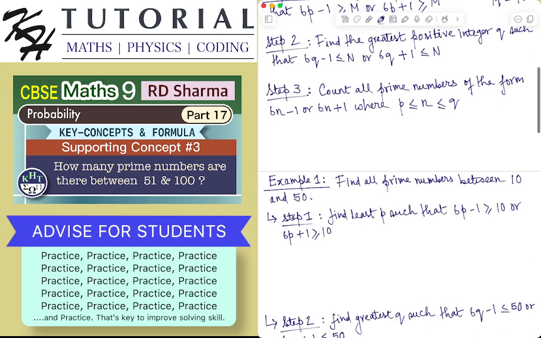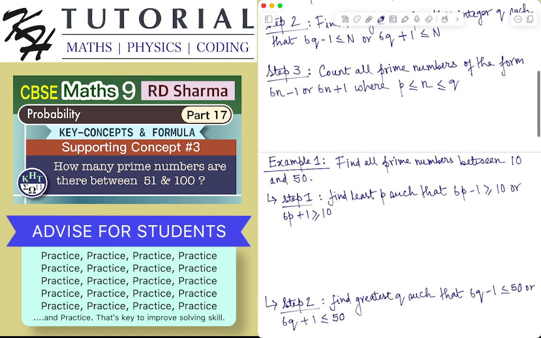So find all prime numbers between 10 and 50. First I need to find P and Q. So what is P? P is the least P such that 6P minus 1 is greater than or equal to 10, or 6P plus 1 is greater than or equal to 10. The way you can find P is that you simply divide 10 by 6.